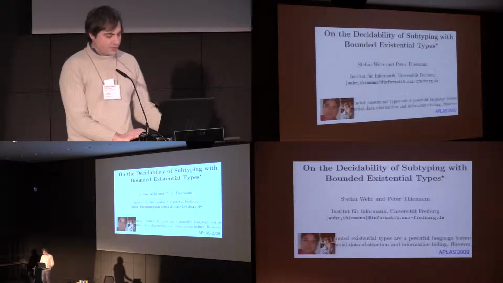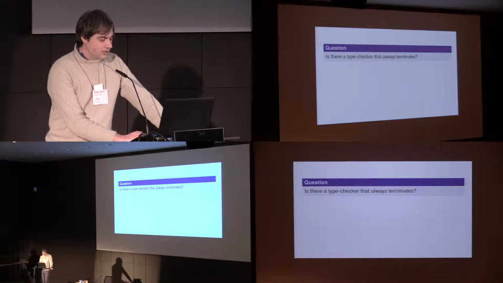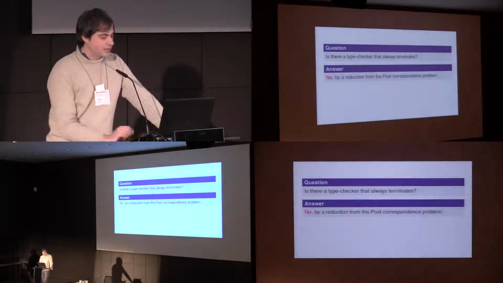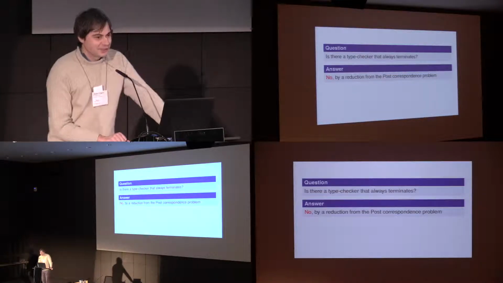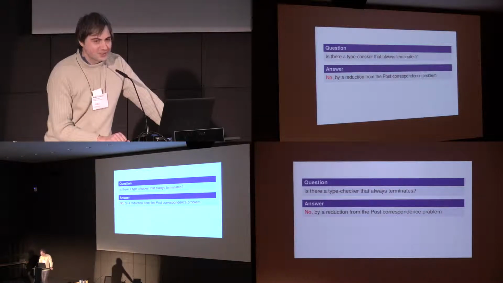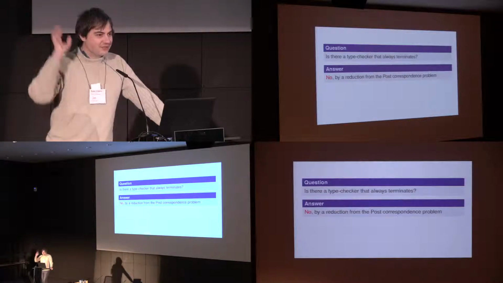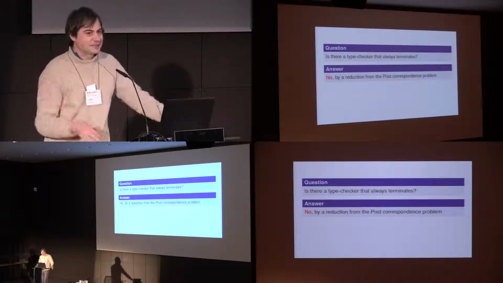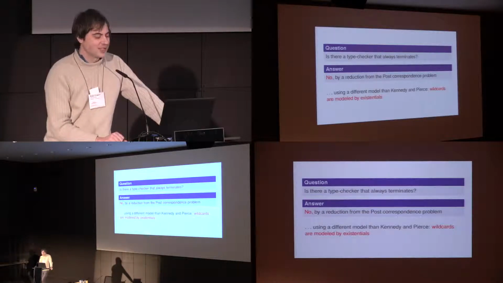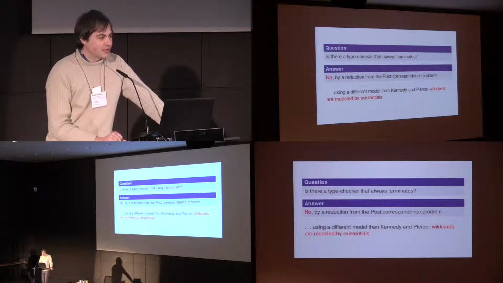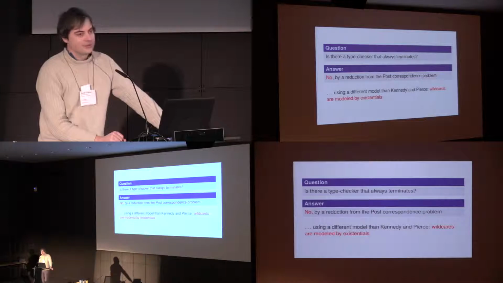Then there's another paper that appeared 2 years later, which asks the question, is there a type checker that always terminates? And they say no, by reduction from the post-correspondence problem. And you might think that you saw this slide before, and that's true. The papers, when viewed from this very high vantage point and in very blurry terms, are very similar. But if you look at the details, they're completely different. So all the math is different because they use a completely different formal model to approximate what you find in the Java language specification.